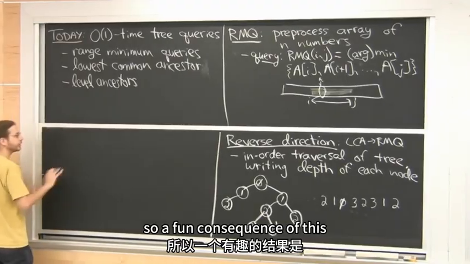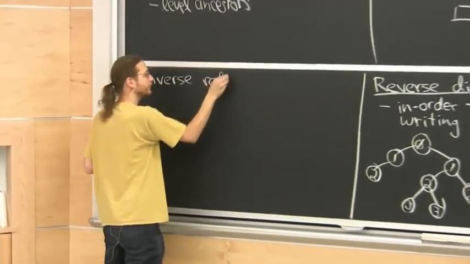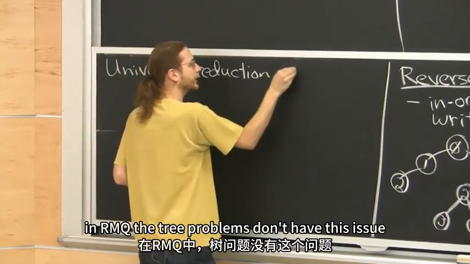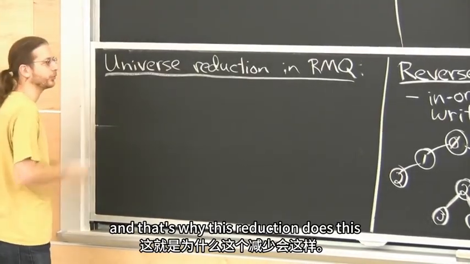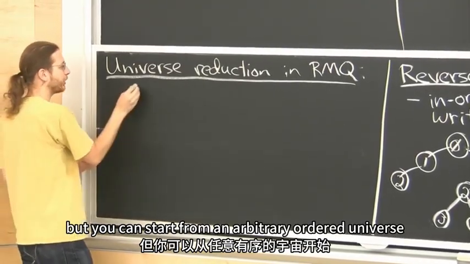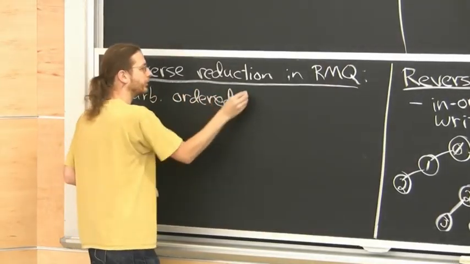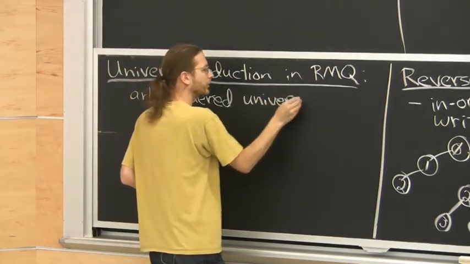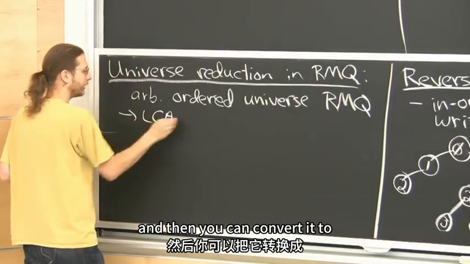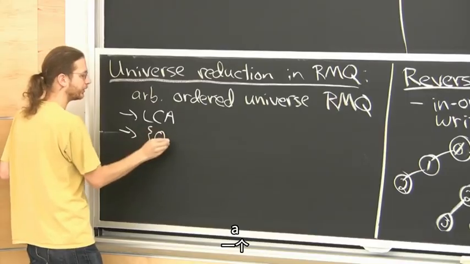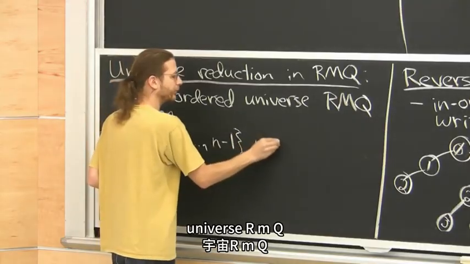So a fun consequence of this is you get a tool for universe reduction in RMQ. The tree problems don't have this issue because they don't involve numbers, they involve trees. And that's why this reduction does this. But you can start from an arbitrary ordered universe and have an RMQ problem on that, and you can convert it to LCA, and then you can convert it to a nice clean universe RMQ.